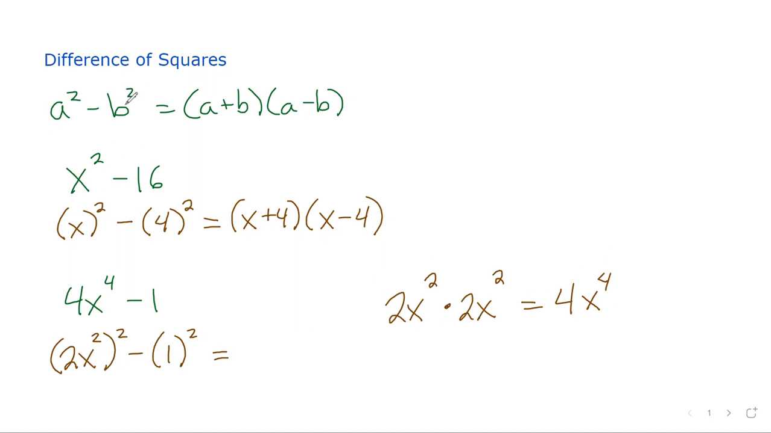Something squared minus another thing squared. And so we can follow this factoring pattern. First thing plus second thing, first thing minus second thing. That would be the factored version of 4x to the 4th minus 1.